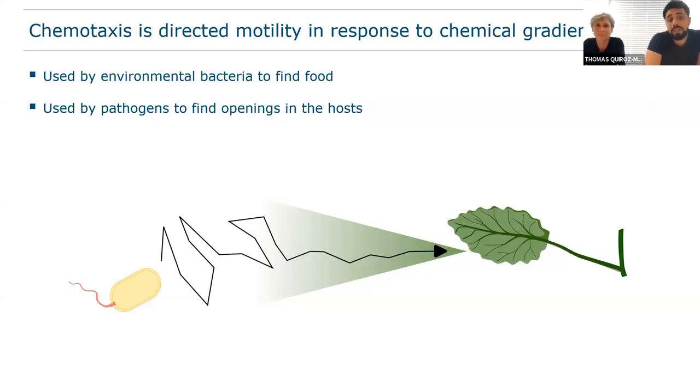So bacterial chemotaxis is the directed motility of a bacteria in response to chemical gradients. And bacteria make use of chemotaxis in order to navigate their environment. There are environmental bacteria that use chemotaxis to find food. And there are pathogenic bacteria that make use of chemotaxis to find openings in their hosts.